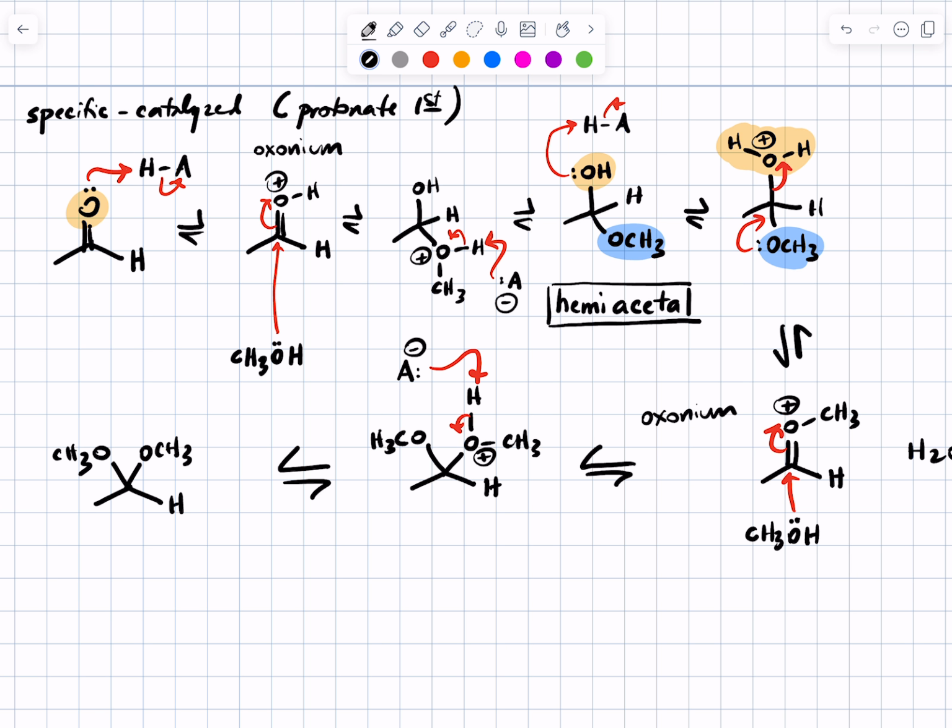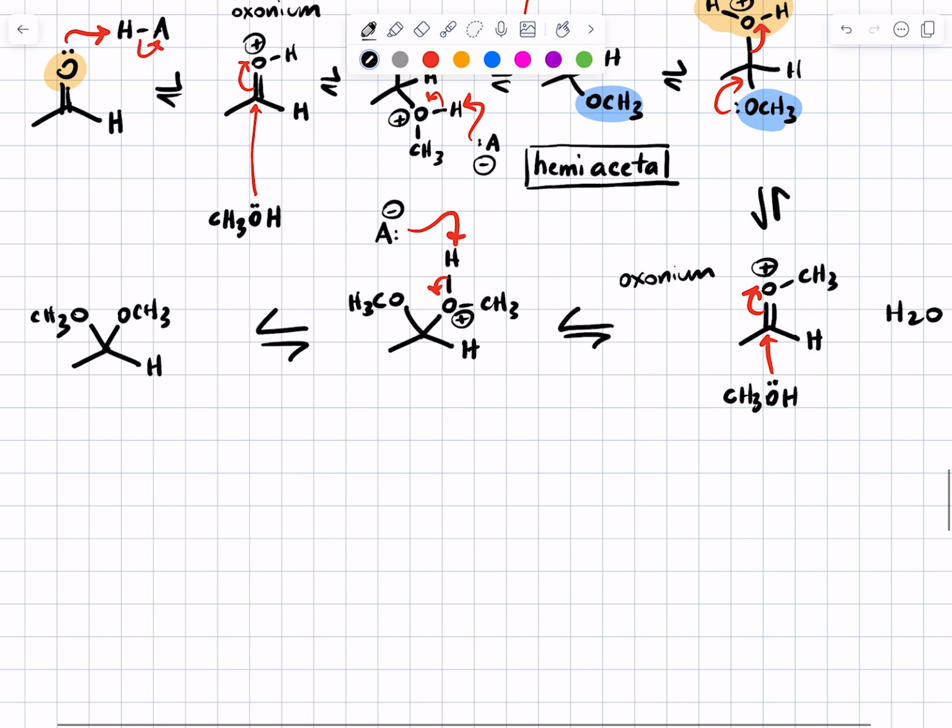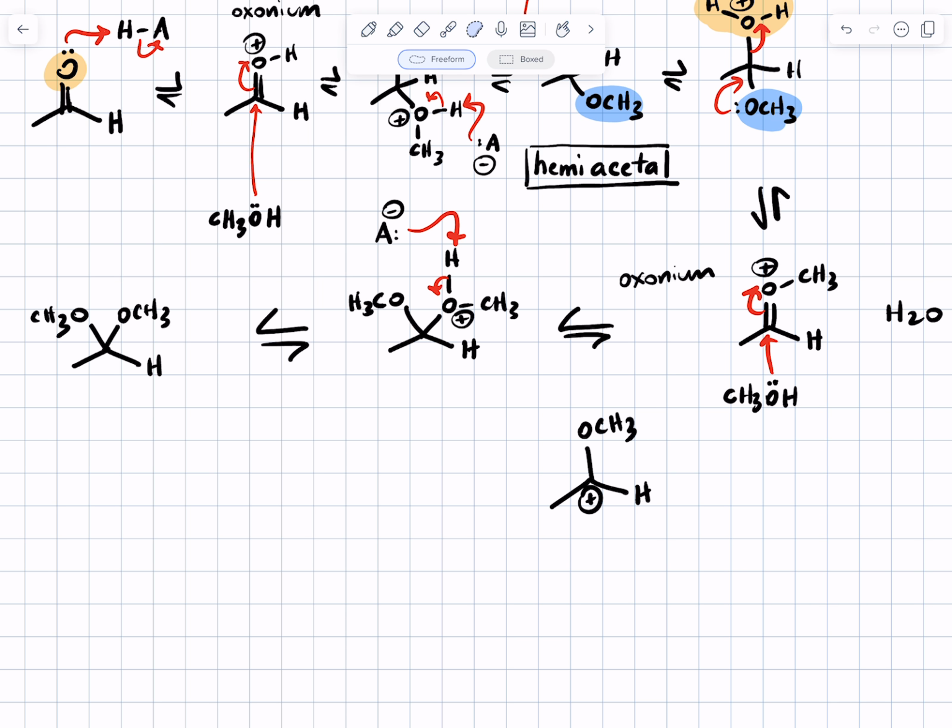Why wouldn't the alcohol lone pair attack the positive charge? Why doesn't the lone pair on the alcohol attack the positive charge? The reason for that is that oxygen's more electronegative than carbon, and so much of that positive charge is actually felt on the carbonyl carbon.